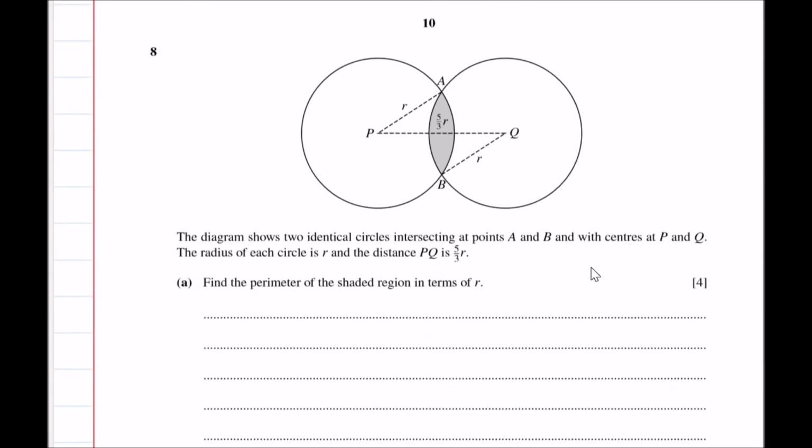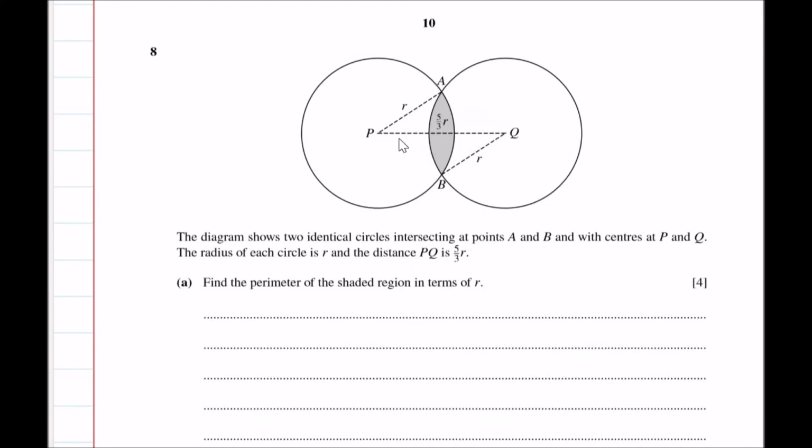Now question number 8. The diagram shows two identical circles intersecting at points A and B and with centers at P and Q. The radius of each circle is r and the distance PQ is 5/3 r. Find the perimeter of the shaded region in terms of r.